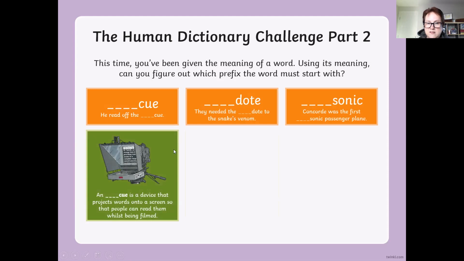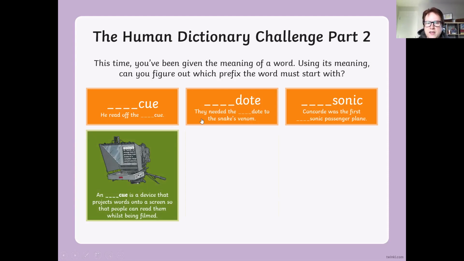An auto cue is a device that projects words onto a screen so that people can read them whilst being filmed. I don't have an auto cue. My screen is my auto cue. On the news, you see newsreaders looking right into the camera. Below the camera would be the auto cue, which would be their lines that they are reading.